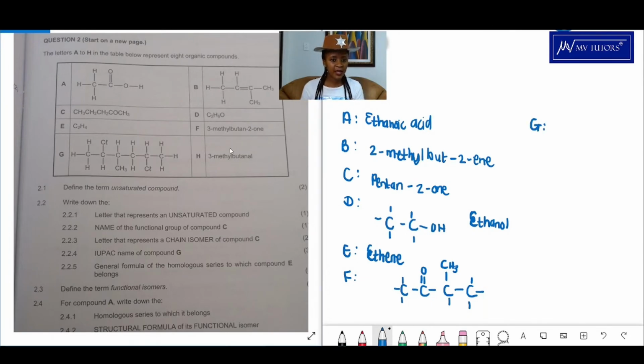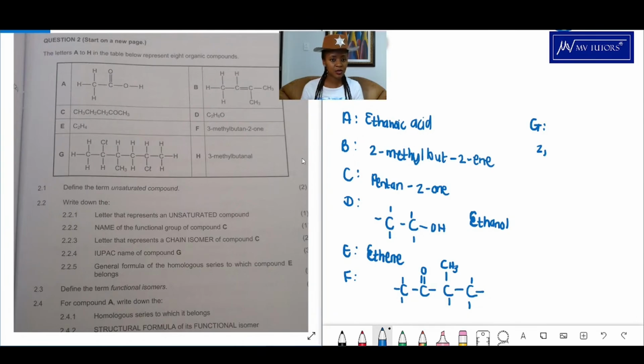All right, so we have 1, 2, 3, 4, 5, 6. So we have hex something. On the second carbon, we have chlorine. On the third carbon, we have a methyl group. On the second, third, fourth, fifth carbon, we also have chlorine. So chlorine versus a methyl group. Which one are we going to start with? Well, alphabetically, chlorine comes first. So I would say 2.